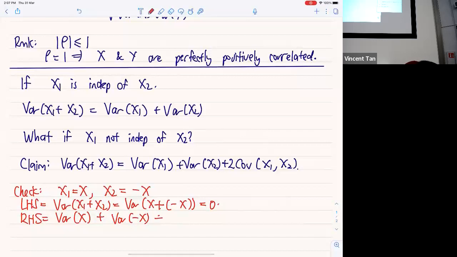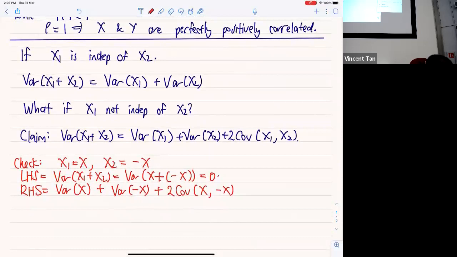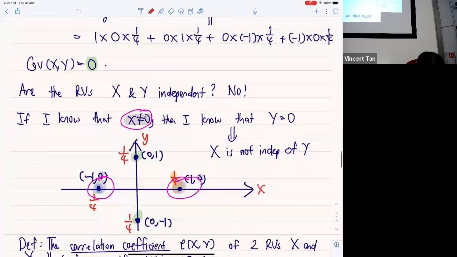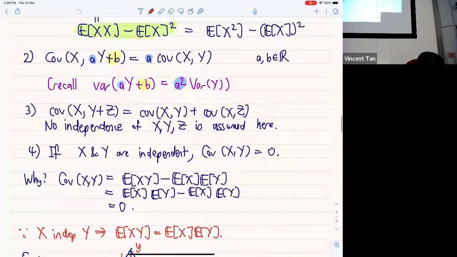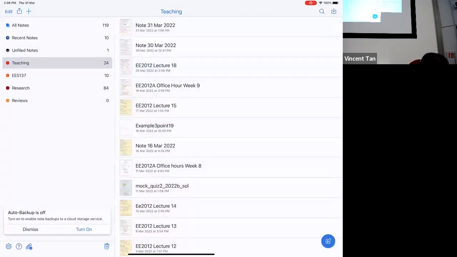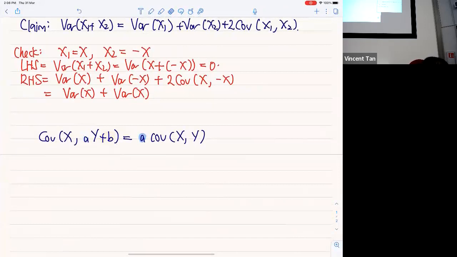Plus 2 covariance x with minus x. Okay. Now, last time we said, let me just simplify this. So this is variance of x plus variance of x. Last time we did mention a particular formula. Let's go to last time. We mentioned a particular formula to relate covariance of a linear combination. So we have this relationship from last time. Last time we stated this without proof, but let's say it's believable.